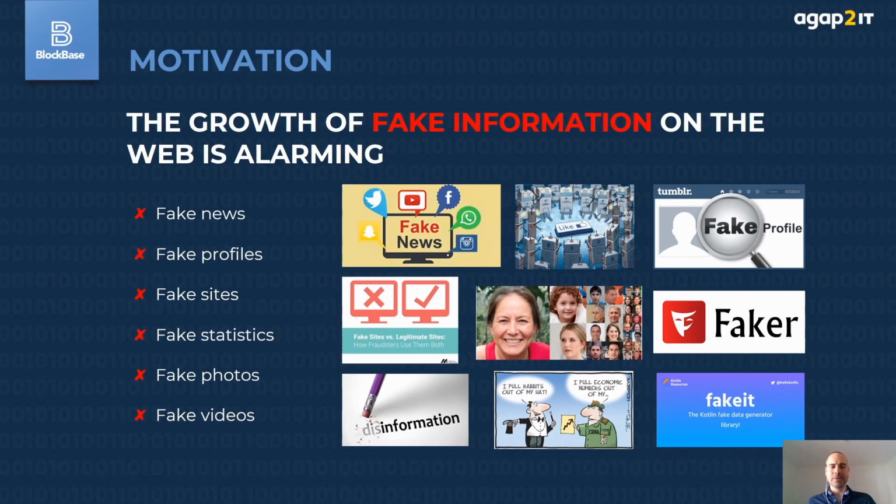Okay, so why did we build BlockBase? What's the motivation behind BlockBase? One of the problems we're facing nowadays is that there's a lot of fake information everywhere. You've got fake news, fake profiles, fake sites, fake statistics, fake photos, fake videos, fake everything. For example, the image in the center there with all the faces: all those faces were generated by a computer, right? They're people that don't exist in fact. So there's a problem right now with fake information, okay?